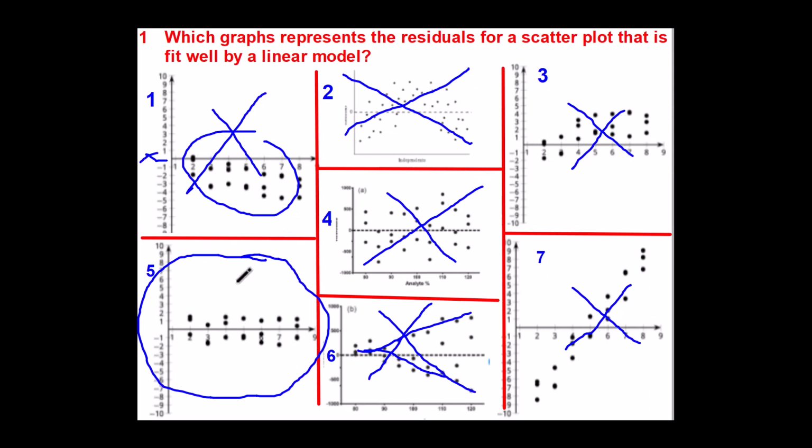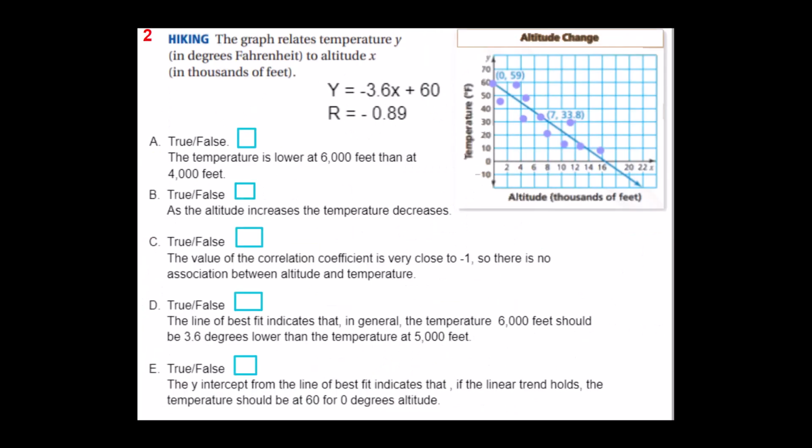All right, so coming back to this, we see that number 5 is the only one that's going to be a graph of the residuals. So look carefully at the question and what it's asking. It will help you to answer correctly and more quickly.